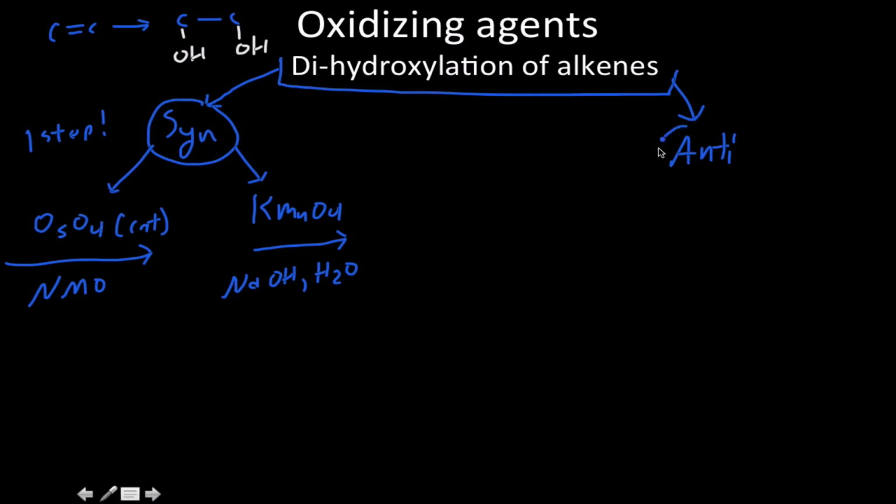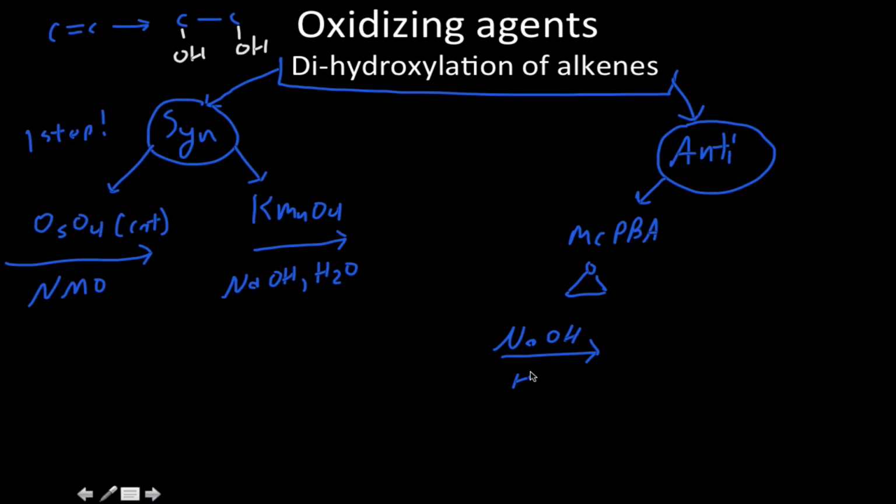Now the anti-addition, well, there's only really one way that I can get an anti-addition for an alkene, but the first thing that I want to do is MCPBA. That MCPBA is going to give me an epoxide, and then with that epoxide I can go ahead and treat that with sodium hydroxide and water. And the advantage of this is that this hydroxide is going to attack here. That's going to open that up. That water can come in and protonate that alkoxide there.